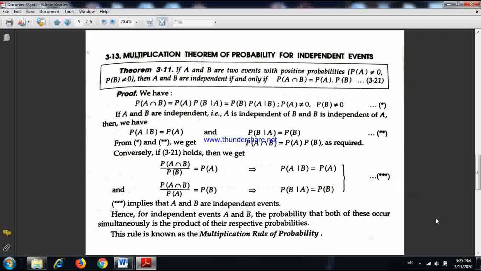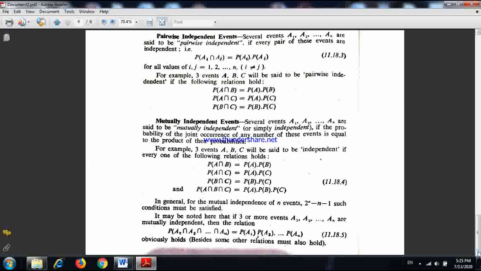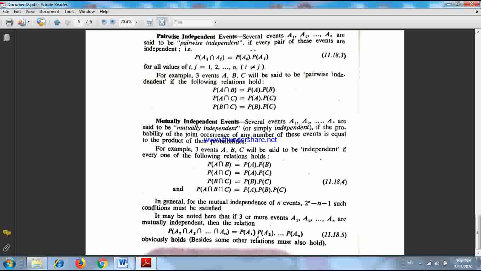Fine. We should know this definition: pairwise independent and mutually independent events. Suppose n events are there, A1, A2 up to An, and these n events are said to be pairwise independent if every pair of these events are independent. That means A1 and A2 are independent, A1 and A3 are independent, A2 and A3 are independent, A4 and A5 are independent. In this way, every pair of these events is independent.